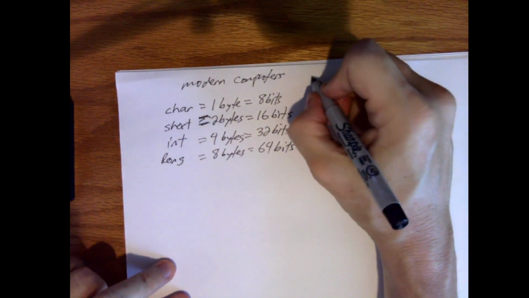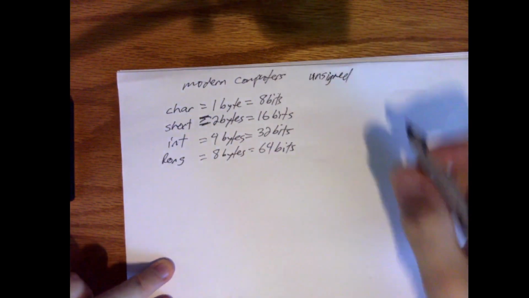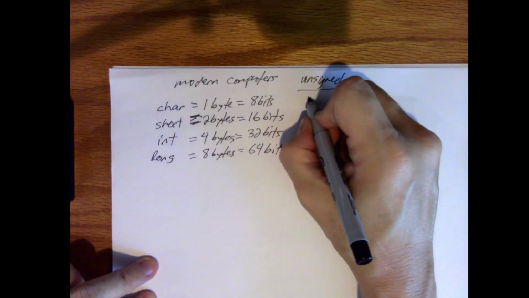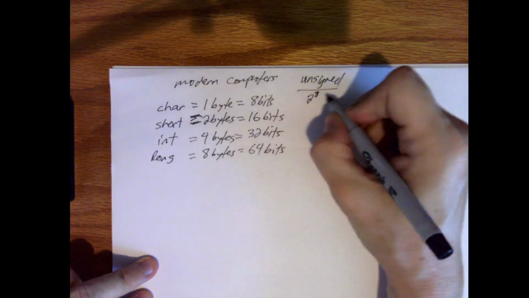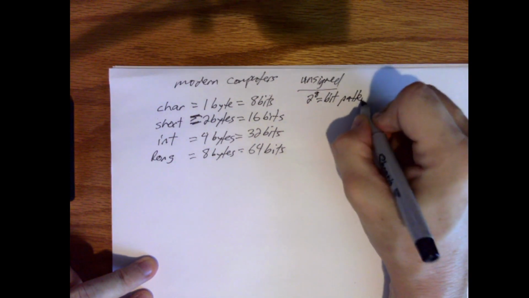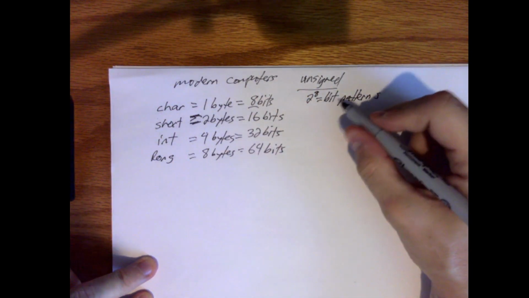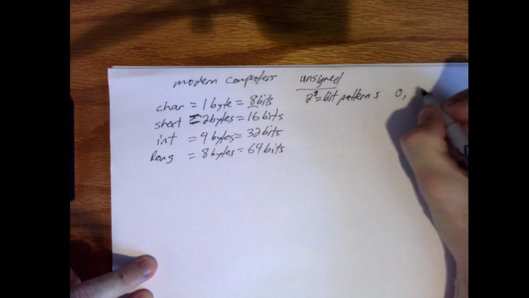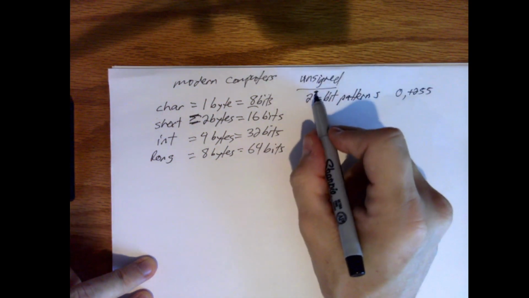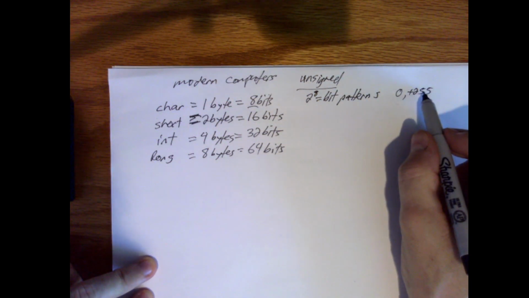So if we're talking about unsigned types, then a char has 2 to the 8 bit patterns, and I get the 8 from here, and the range then is going to be 0 to positive 255. 2 to the 8th is 256, so I'll start counting at 0 and work up to 255.